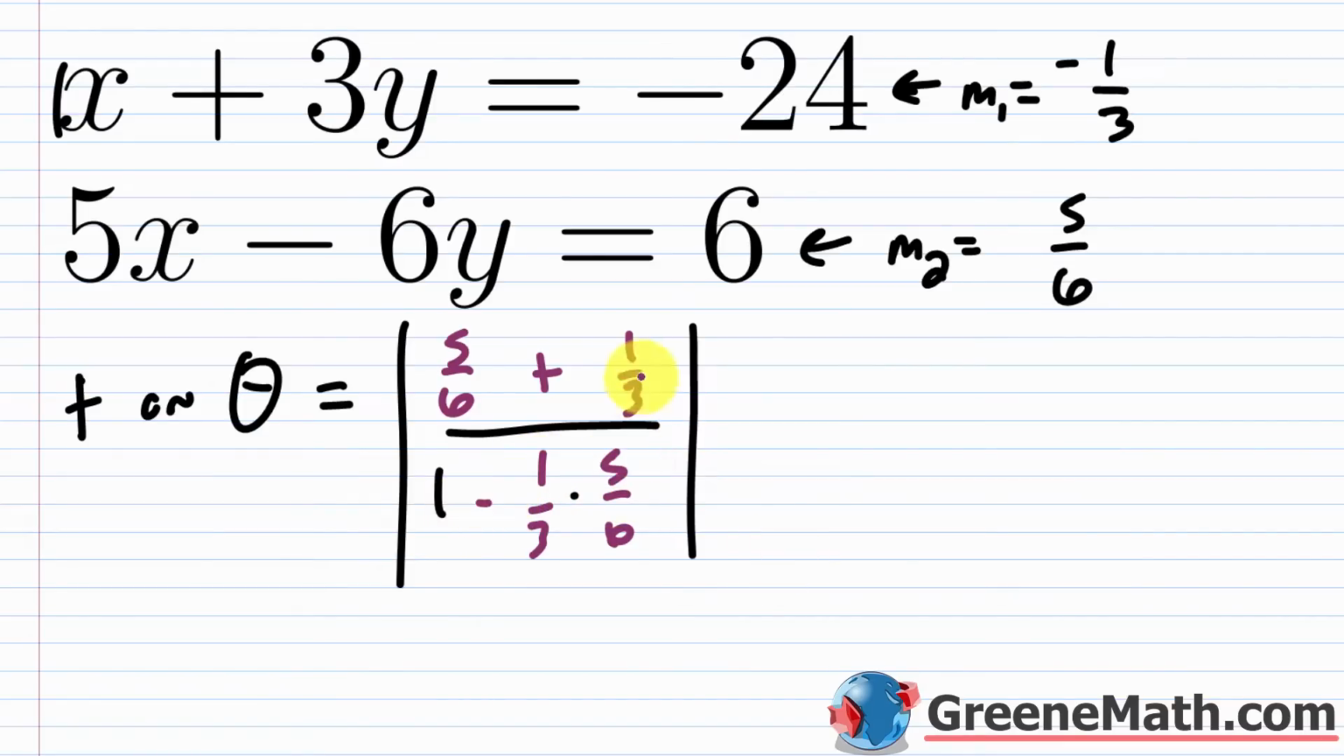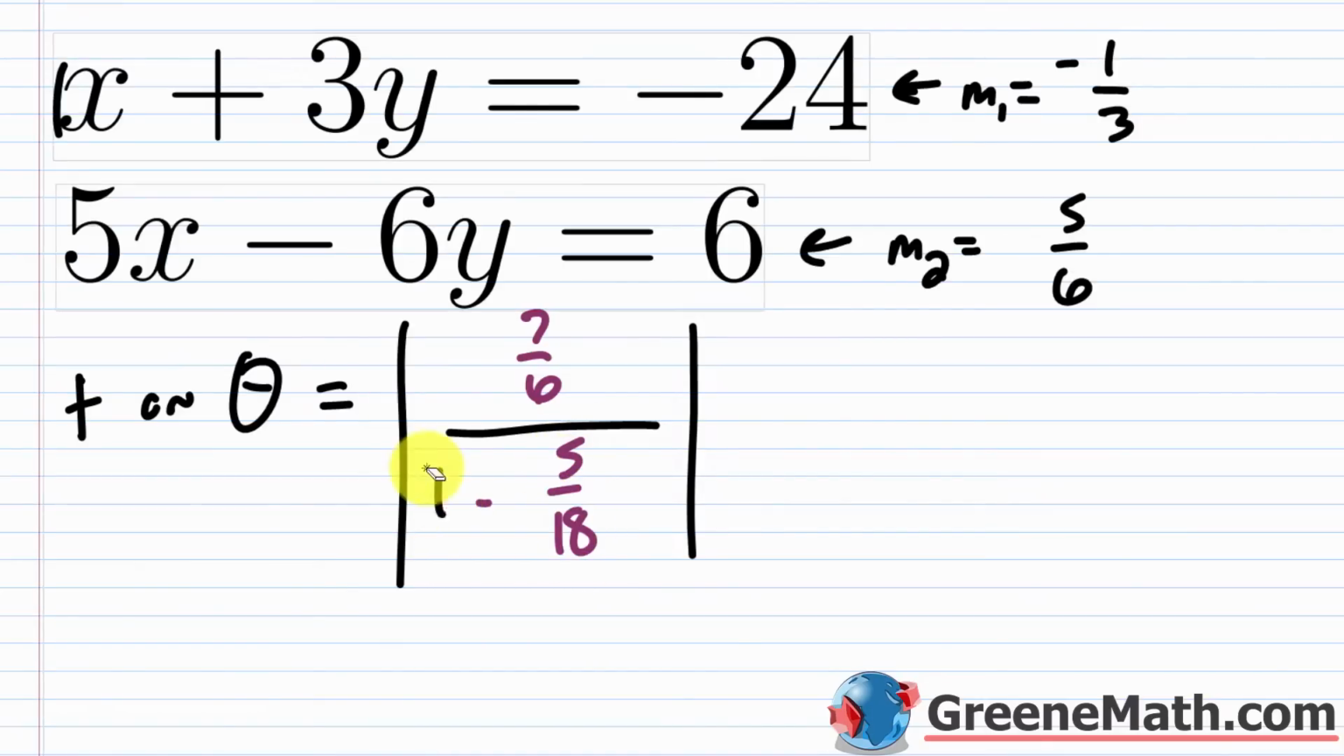Okay, up here, I'm going to multiply this by 2 over 2 so I can have a common denominator. So this is 2 over 6. And so 5 plus 2 is 7. So this is 7 over 6 in the numerator up here. And then down here in the denominator, you have 1/3 times 5 over 6. That's going to be 5 over 18.